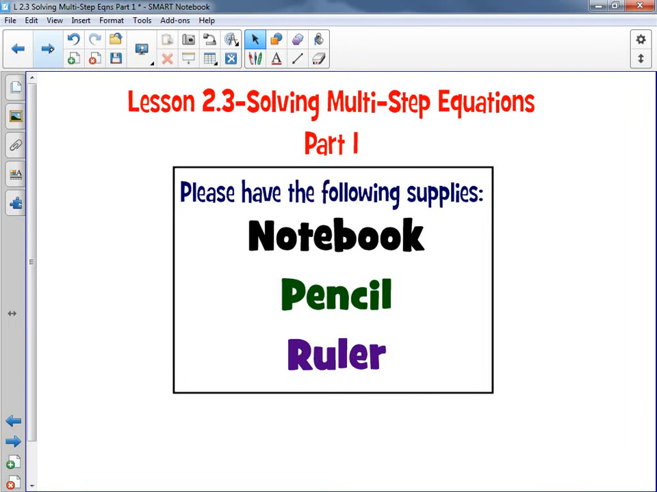But now what you should do is get your notebook, your pencil, and your ruler all ready to go to begin taking notes on lesson 2.3. And this lesson's on solving multi-step equations. Again, it's 3 parts. Today is part 1, and we'll do the next 2 parts over the next couple days.